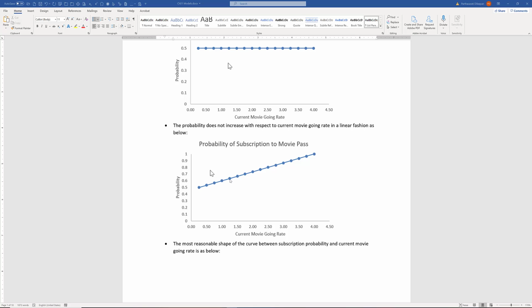The most reasonable shape is one where, right after the break-even point, the probability increases quite steeply and then tapers off as the current movie going rate increases. So a more non-linear shape is what is reasonable. So we can reject this model also as unreasonable.